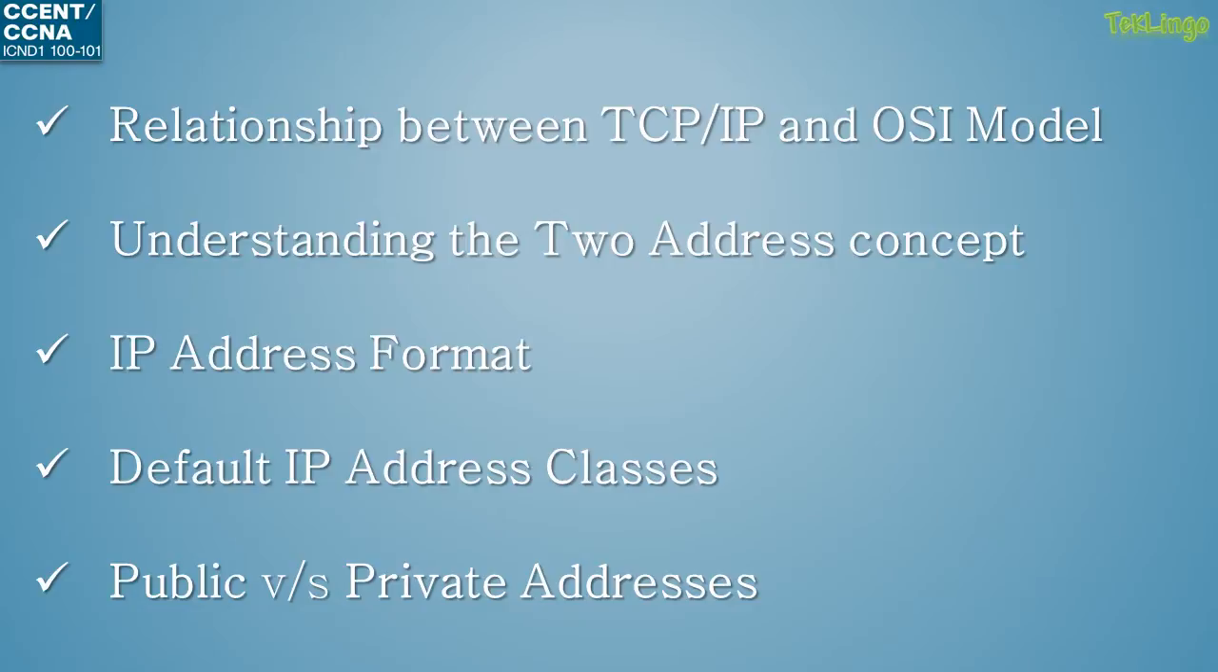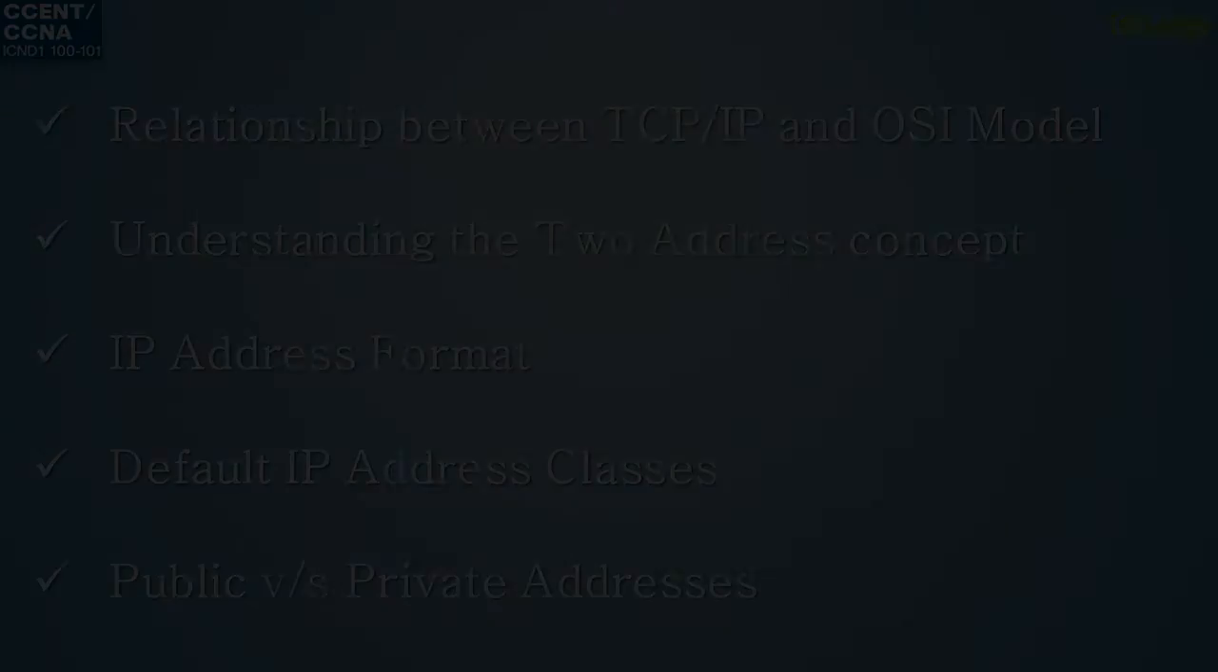We then look at the two-address concept. So we look at why we need two addresses, that is MAC address and IP address, for every packet that we send and receive. We'll also look at the IP address format, what IP address is designed to do, and its components. We then look at the default IP address classes, like Class A, Class B, and Class C. And then finally, the difference between public and private addresses.